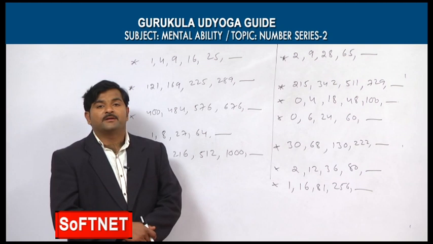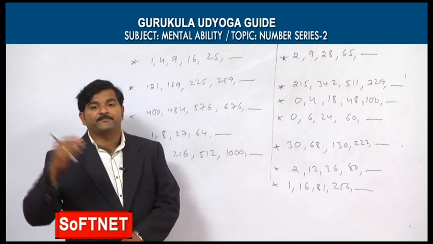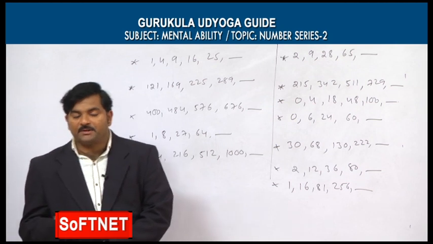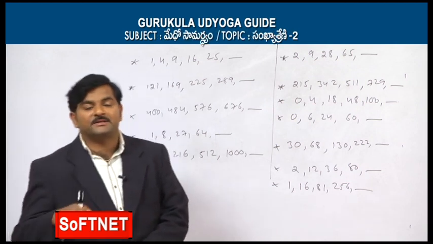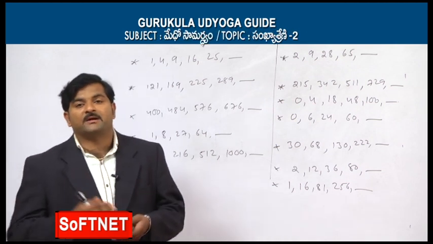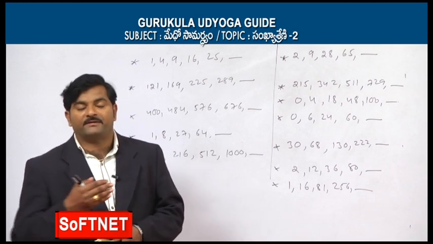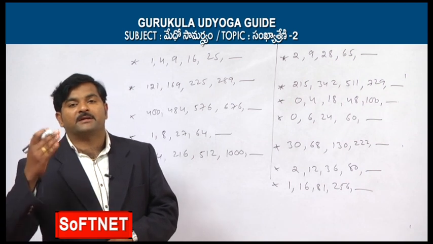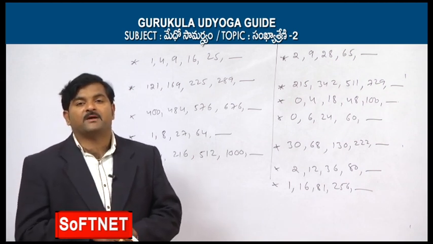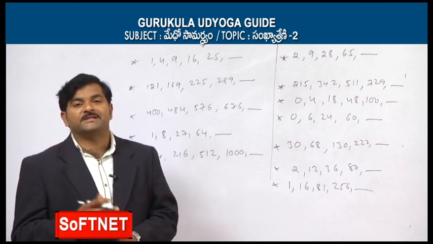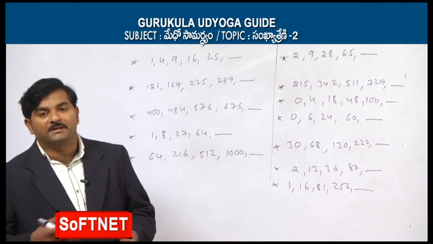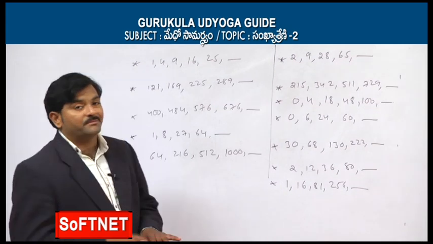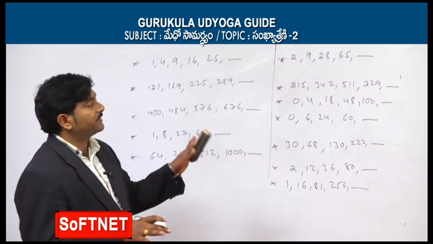What was it? If the series is increasing fast, then there is a concept of multiplication. If the series is decreasing fast, then there is a concept of division. If the series is increasing gradually, then there is a concept of addition. If the series is decreasing gradually, then there is a concept of subtraction, and we have seen some problems based on this in the previous session.